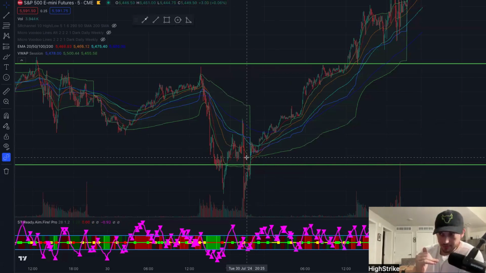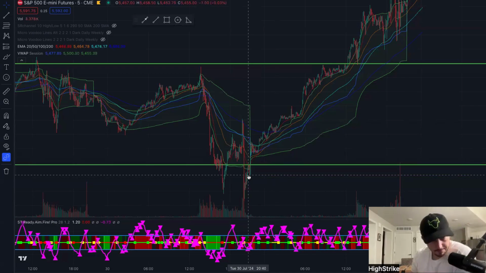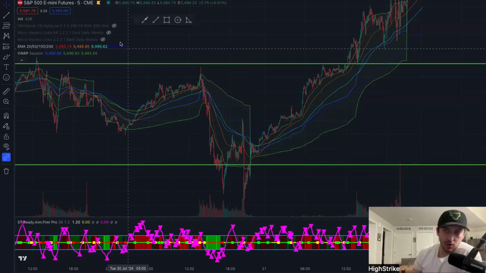I'm looking at that level. And then remember what I said about Bookmap? I said, do I see orders sitting there? If I start to see orders sitting there, that is another level to what I'm doing here. So I didn't talk about the voodoo lines.